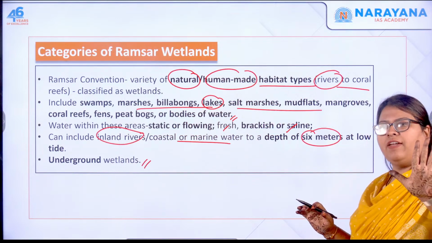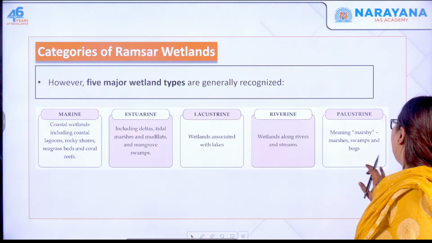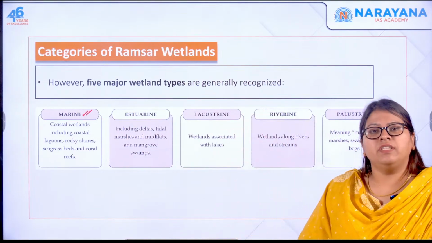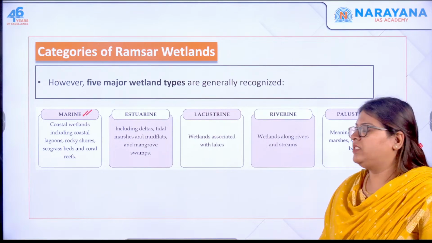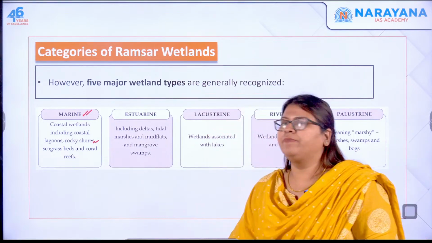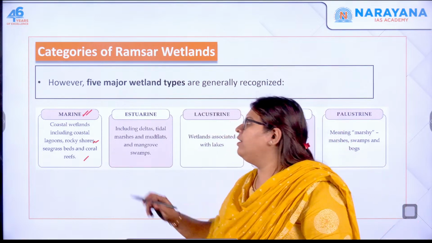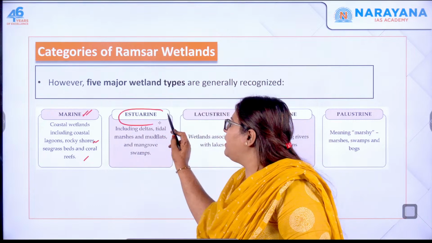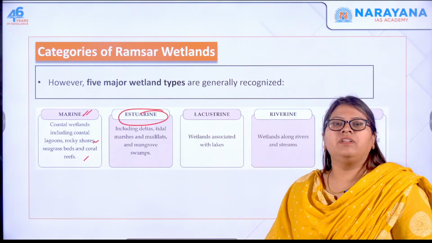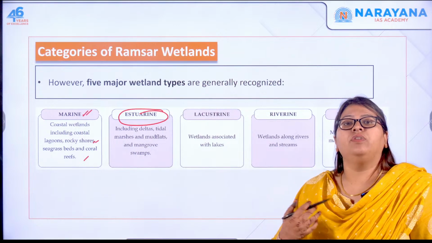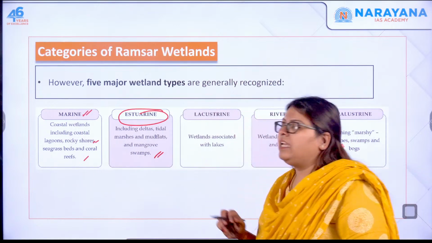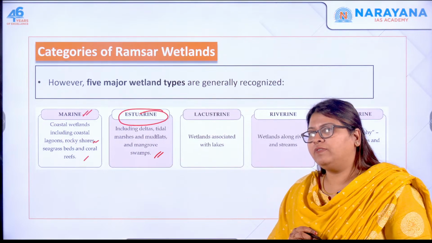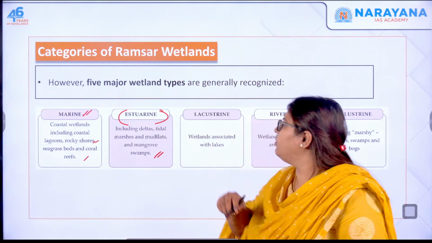However, we know only 5 major categories of wetlands. Let us see what they are. The first one is marine wetlands. This includes the lagoons, the rocky shores, the seagrass beds and coral reefs. The next one is estuarine wetlands. This includes the tidal marshes and the mud flats, etc. And where do the mangroves come? They come under estuarine wetland.